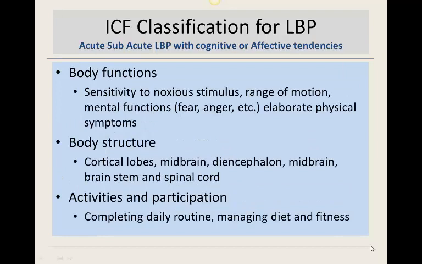Acute and subacute low back pain with cognitive or affective tendencies is the next category. Typically, these patients have sensitivity to noxious stimulus, pain with limited range of motion, and often have mental functions that are inappropriate for the amount of pain that they do have. The body structures that are involved are typically the cortical lobes and midbrain, diencephalon, and brainstem.